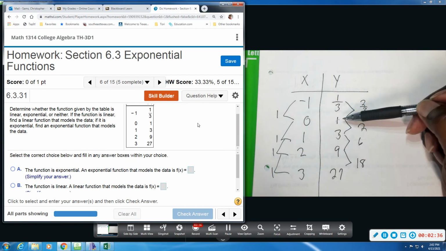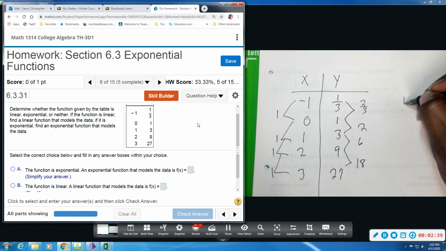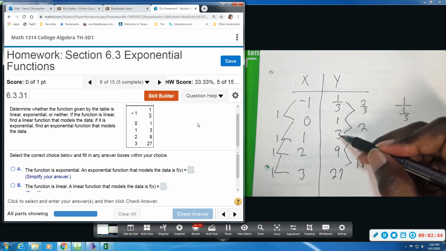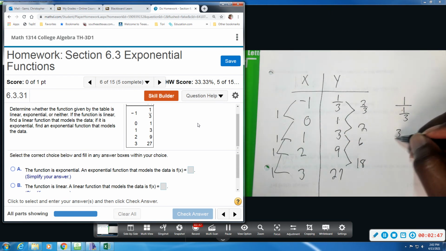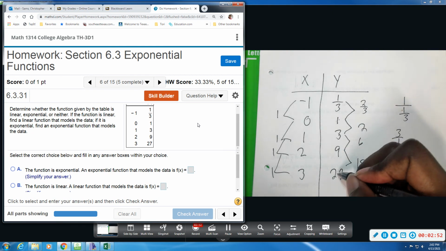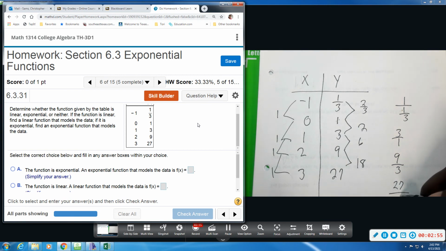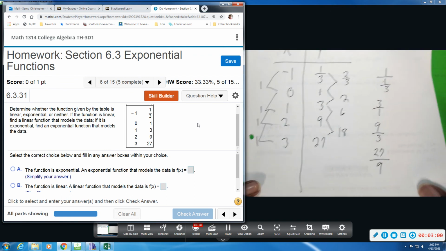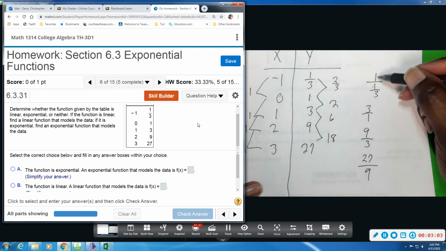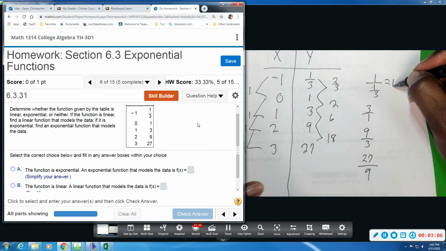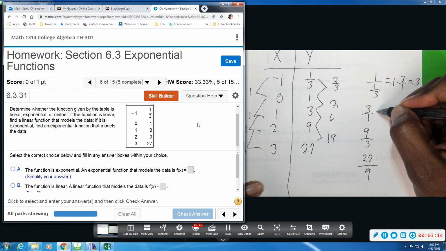So what we want to do now is try to divide. So we're going to do 1 divided by 1/3, see what we get. And then we're going to do 3 divided by 1 and see what we get. 9 divided by 3 and see what we get. And then 27 divided by 9 and see what we get. So it's not linear. And my 27 divided by 9 is running off. So when you do the fraction, keep, change, flip. Okay, so this will be 1 times, flip this, 3 over 1. And that gives me 3. When I do 3 divided by 1, we just get 3.